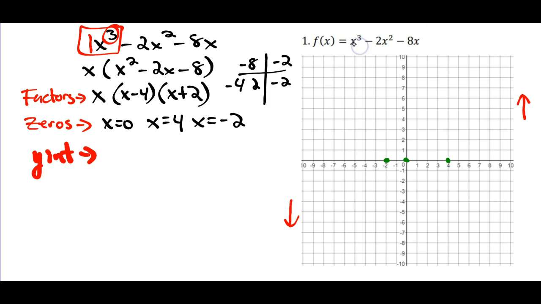Everything becomes 0. 0 cubed is 0. -2 times 0 squared is 0. -8 times 0 is 0. So all of this just becomes 0. So it tells me my y-intercept is 0.